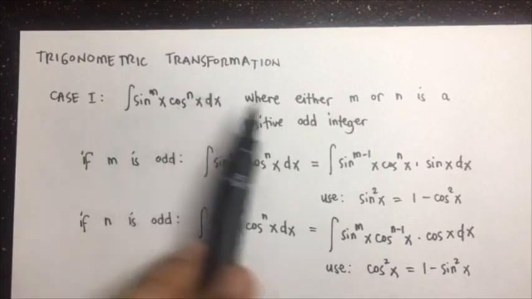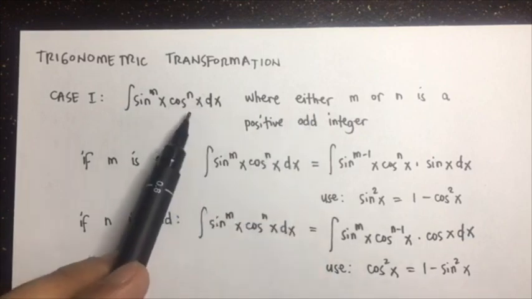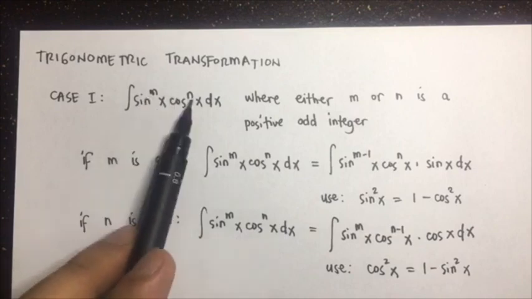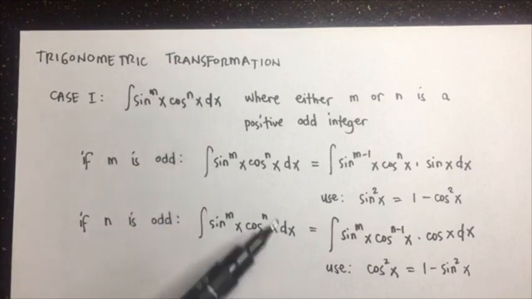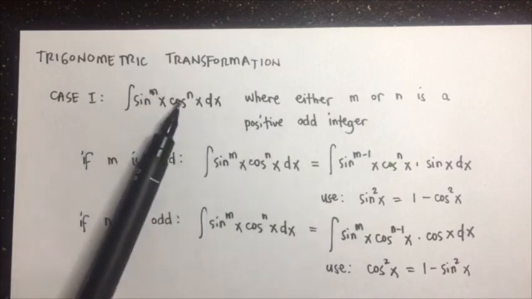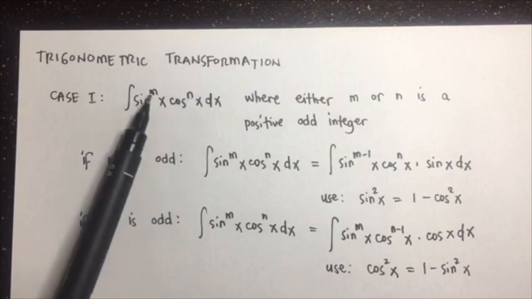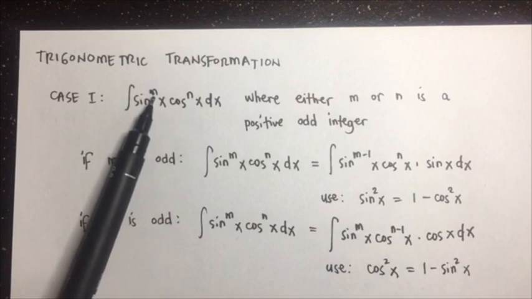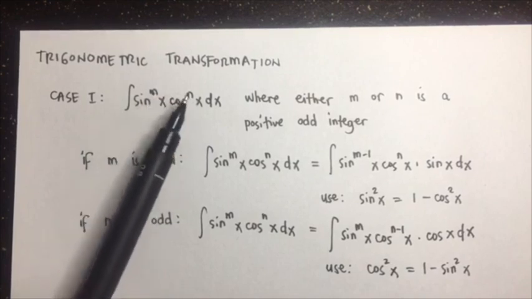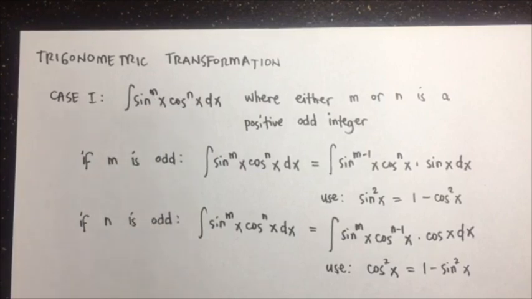Okay, so when we say either, at least one of m or n is a positive odd integer. So m can be odd and n even, or n is odd and m is even, or m and n are both odd, but not both even. If m and n are both even, that will be a separate case.